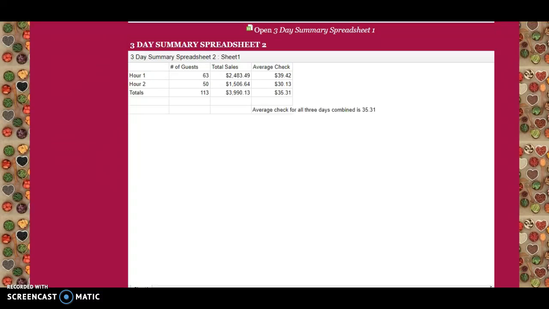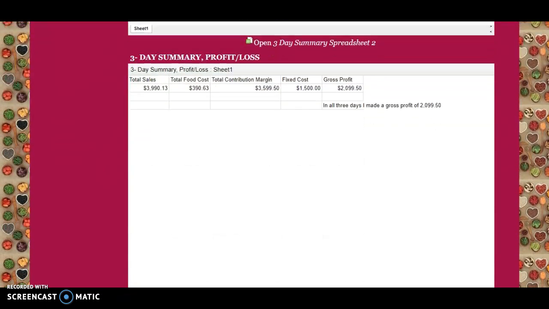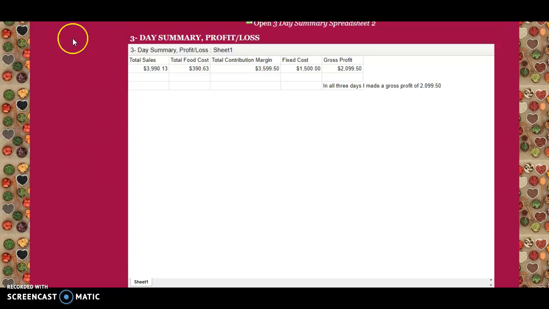The average check for hour 1 was $39.42, and again, you get that by doing the total sales for that hour divided by the number of guests. So if I take the total average check, it would have been $35.31. That is because you do the $3,990.13 and divide that by the number of guests for both hours, and that was 113. So the average check for all 3 days combined was $35.31.